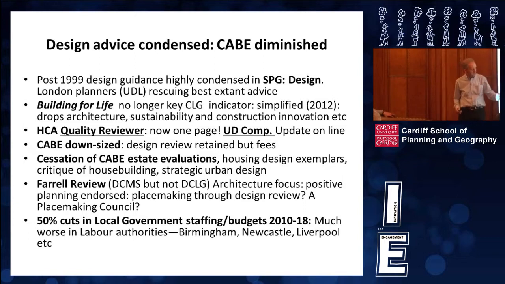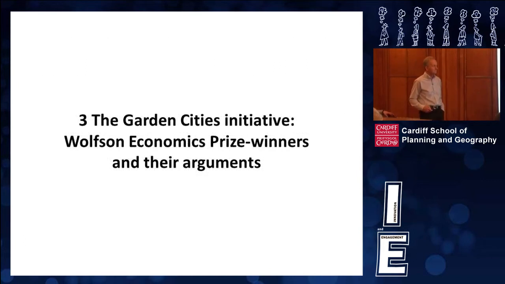And of course, the other thing that's happened is the cuts in local government, 25% so far, another 25% to come in by 2018. That has made a crisis in staffing, and design is something that's really suffered from that. So that brings me on to the Garden Cities Initiative and the Wolfson Economic Prize winners.